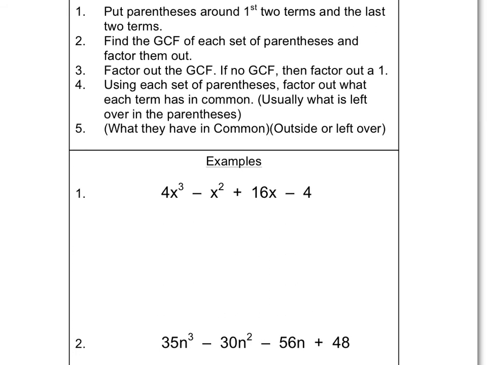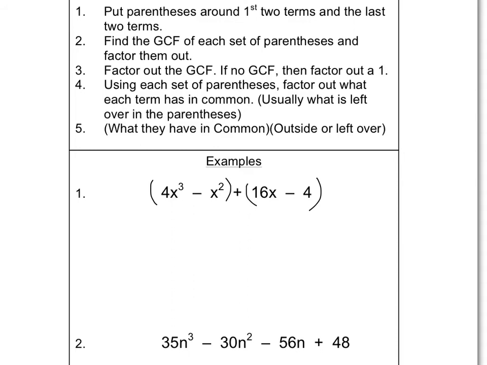The first direction says put parentheses around the first 2 terms and the last 2 terms. So I'm going to put parentheses around here and around here. You'll notice that created 2 binomials. As you look at the first 2 terms, it says find the greatest common factor of each set of parentheses. So I take the first 2 terms and find the greatest common factor.